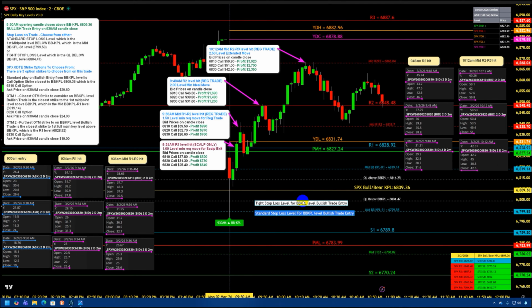In this case, though, it is a bullish trade, so our tight stop loss is the QL level below the BBKPL, the level we're taking the trade from, and the standard stop loss is the first midpoint level below the level we're taking the trade from.